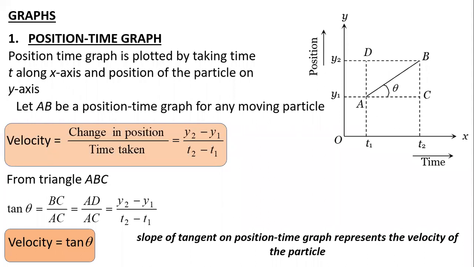If it's done, I can move forward. Does anyone have any doubt? So velocity in a position time graph or displacement time graph will be given by either y2 minus y1 by t2 minus t1 or by tan theta. Both ways, the two formulas are there. So, certain graphs and their interpretations.